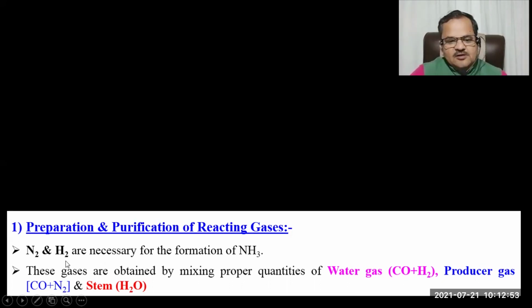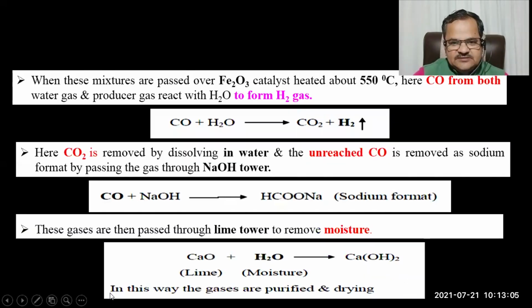In order to prepare the N2 and H2 reactants, we require water gas, producer gas, as well as steam. So what happens? These water gas, producer gas, and steam are passed over an Fe2O3 catalyst, which is heated to about 550 degrees Celsius.